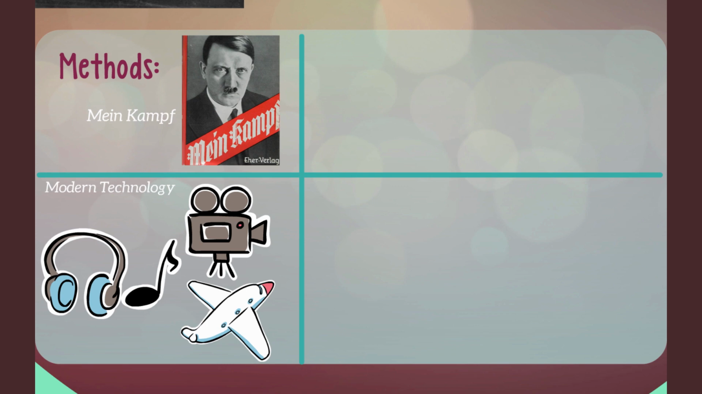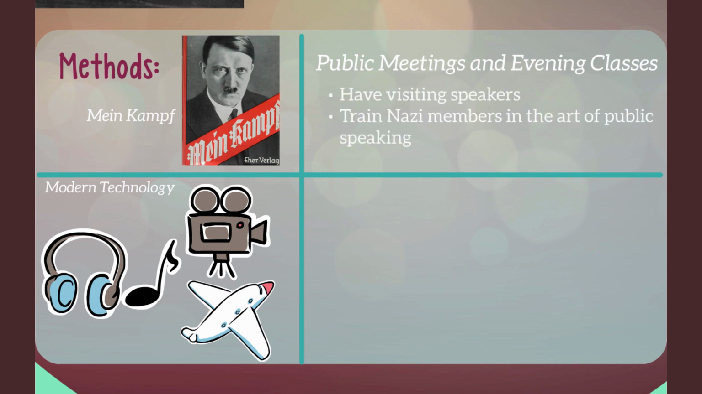Another thing that the Nazis did was to hold public meetings and evening classes. So in each Gau, remember Gau means region, they organized meetings to discuss issues that people were facing or concerns people had. And during these evening classes, they would invite visiting speakers to come and speak. If the Nazis found that a particular speaker was popular, they would repeat that session again. And if you thought that was enough, they were also training Nazi Party members in the art of public speaking, training them to help convince other people to join the party.